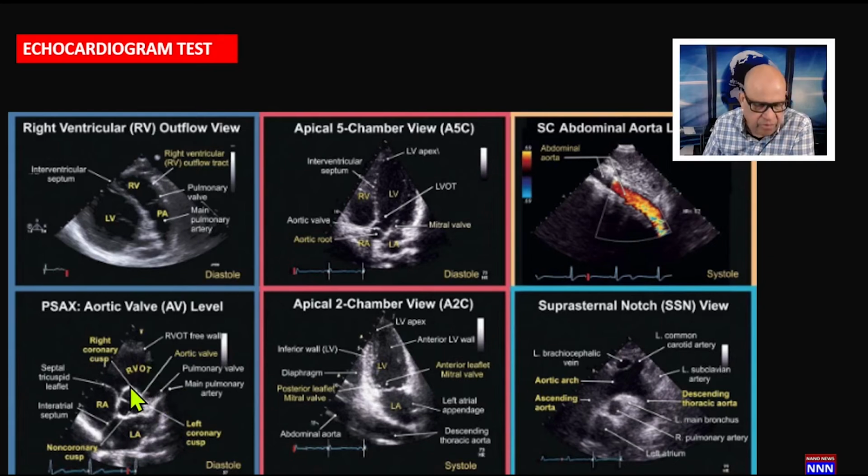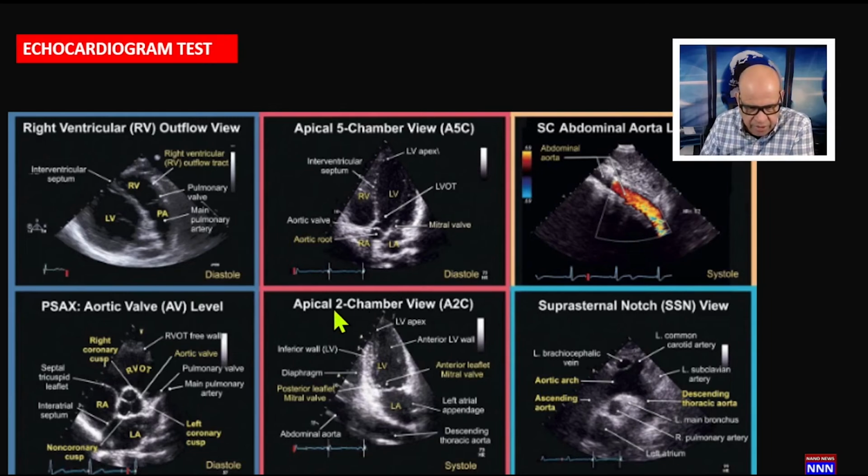The right coronary artery comes from the anterior cusp, or the right coronary cusp. This is the left coronary cusp, and this is the non-coronary cusp. And you need to memorize this anatomy if you're taking a board exam. In a short axis, the anterior is the right coronary, because the right coronary artery comes right from the front, and it traverses to the right side in the right atrioventricular groove.